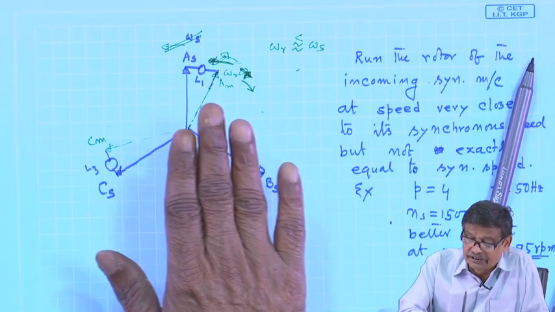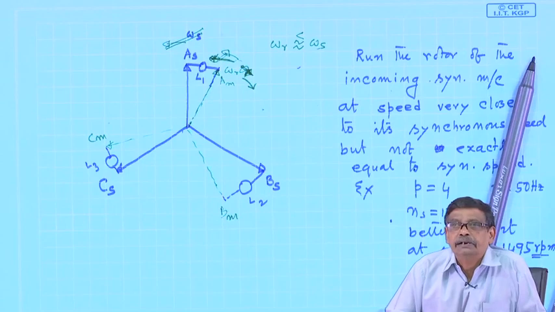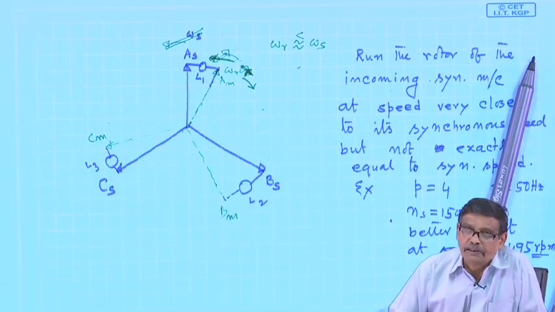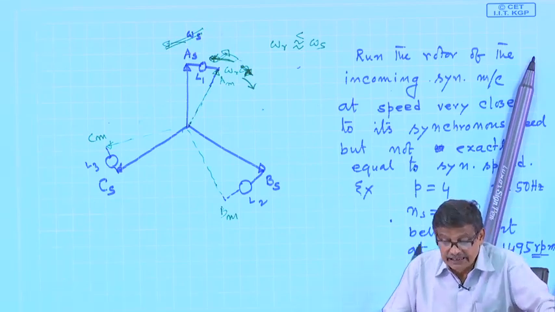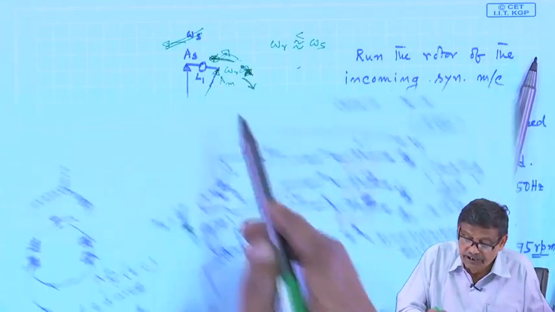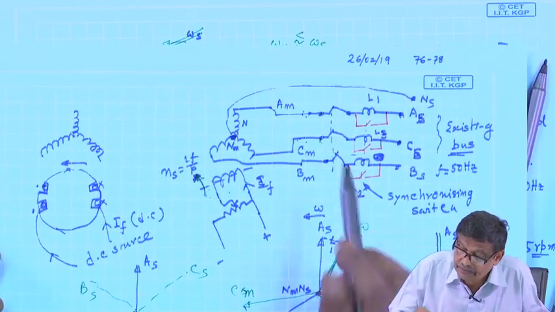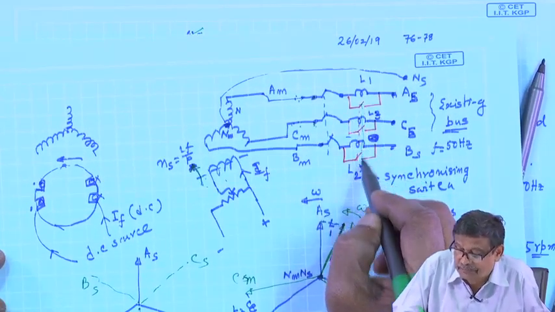Therefore, you must create artificially to understand when these phasors will be overlapping. It is at that time when these two phasors will overlap, there will be an instance when all the lamps will be dark, you close this switch.